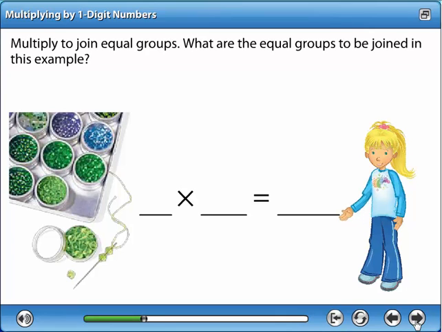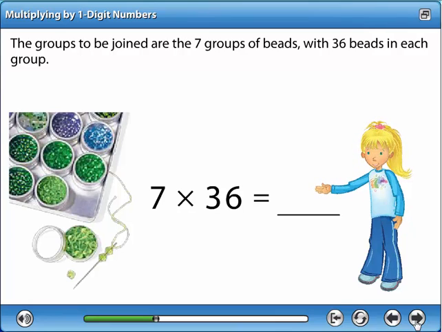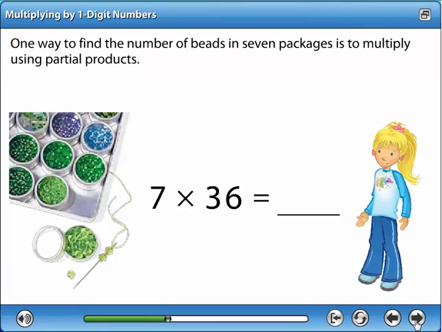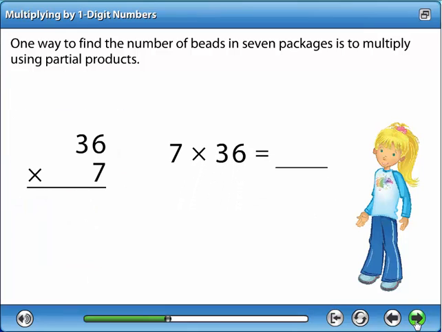Multiply to join equal groups. What are the equal groups to be joined in this example? The groups to be joined are the 7 groups of beads with 36 beads in each group. One way to find the number of beads in 7 packages is to multiply using partial products.